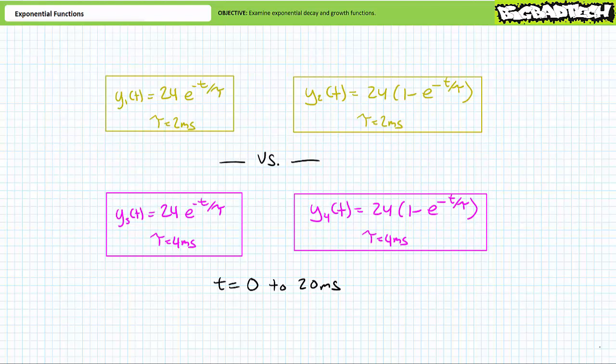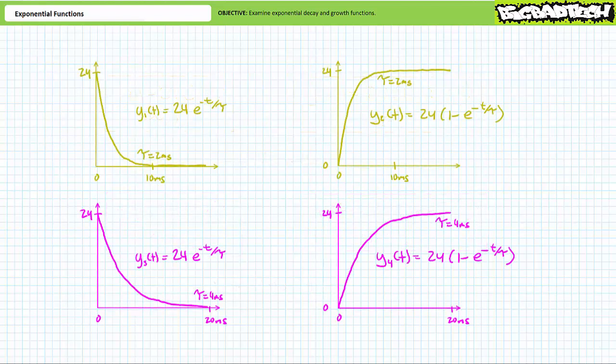Which function will win and who will be left behind? By all means, pause the lecture and see if you can do this on your own. If you're tracking, your plot should look something like this. y1 of t goes from 24 to 0 in a span of 0 to 10 milliseconds. And y2 of t goes from 0 to 24 in a span of 10 milliseconds, where these 10 millisecond spans represent 5 time constants, each time constant being 2 milliseconds.